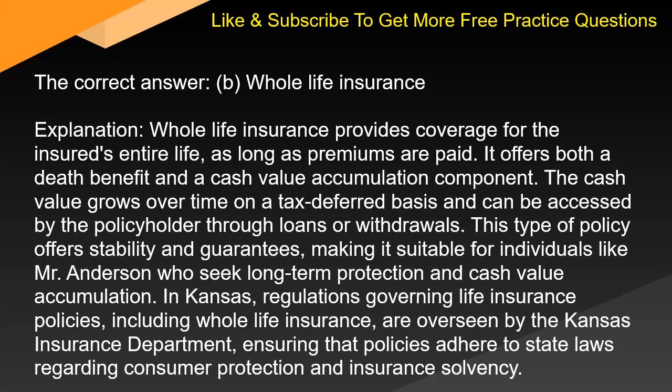The correct answer, B. Whole life insurance. Explanation. Whole life insurance provides coverage for the insured's entire life, as long as premiums are paid. It offers both a death benefit and a cash value accumulation component. The cash value grows over time on a tax-deferred basis and can be accessed by the policyholder through loans or withdrawals. This type of policy offers stability and guarantees, making it suitable for individuals like Mr. Anderson who seek long-term protection and cash value accumulation.